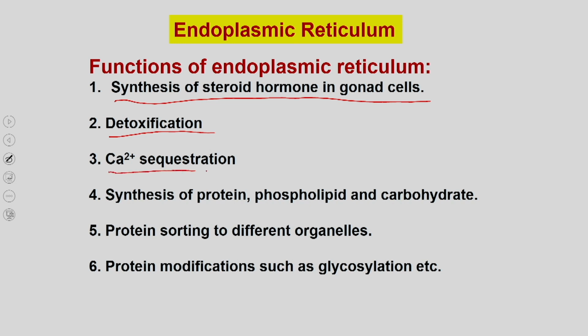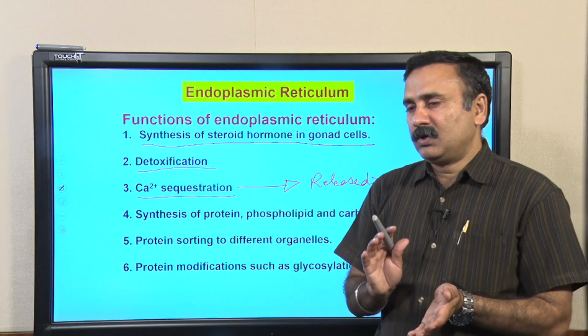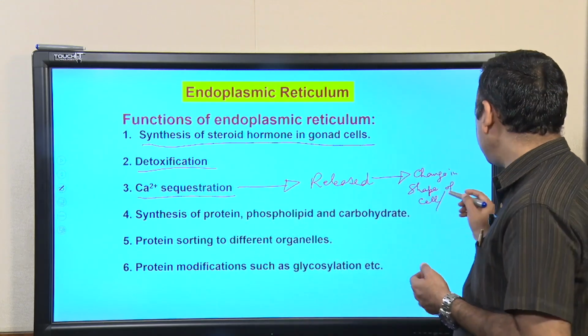Endoplasmic reticulum is the major site for calcium sequestration. This calcium is being released in the event of any signal transduction, and that released calcium is causing the change in shape of the cell. Or it can also allow the cells to make the movement towards a particular chemoattractant.